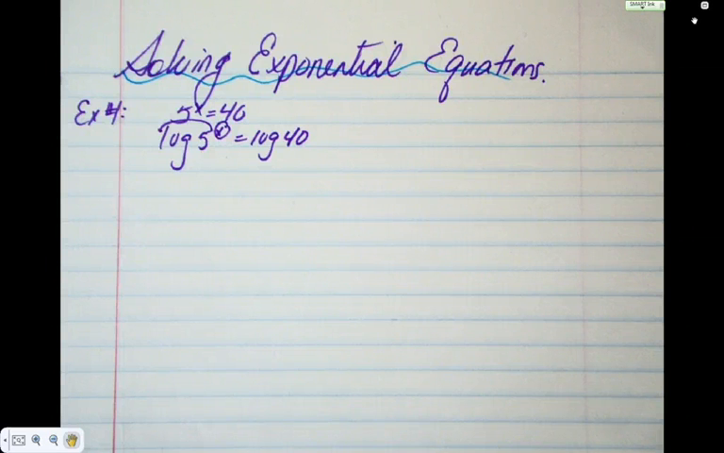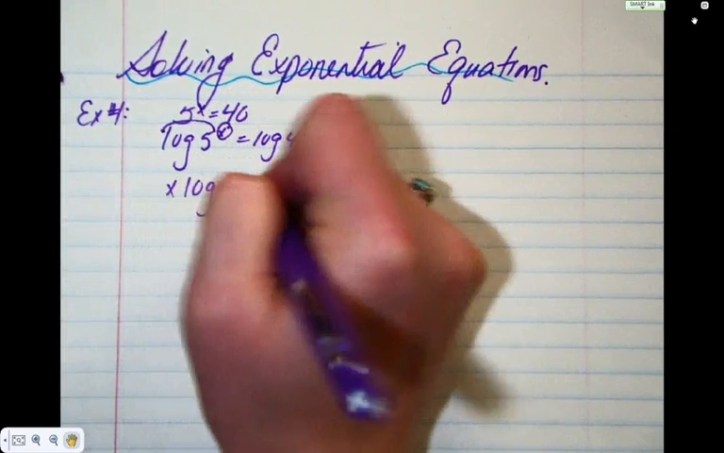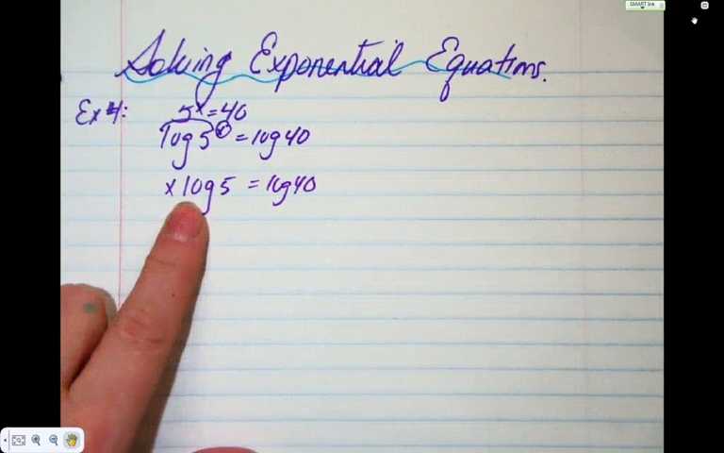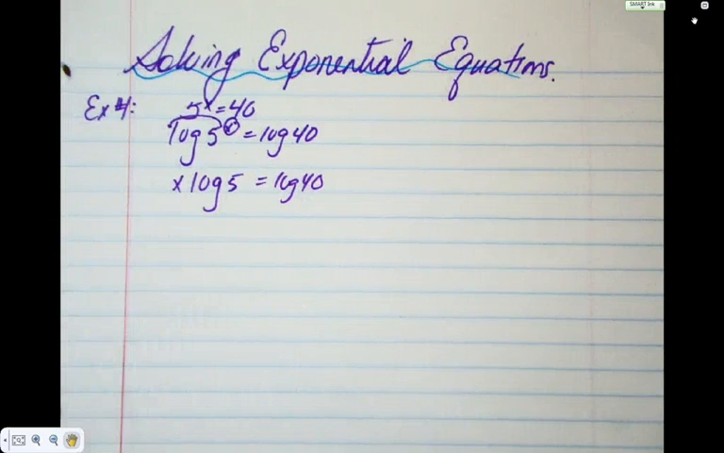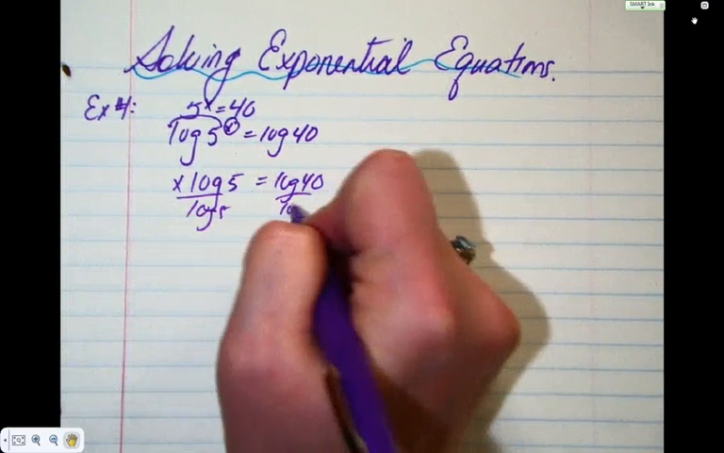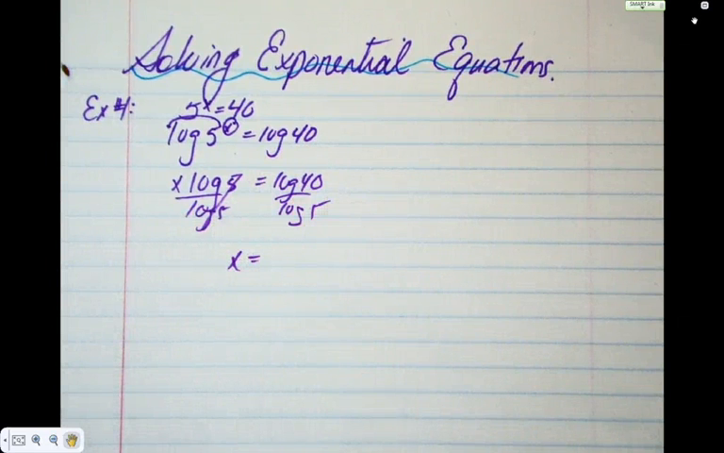Don't copy yet. Just watch. Okay? So I get x times log 5 equals log 40. That's a multiplication. So how do I get rid of a multiplication by log 5? I divide by log 5. Can I cancel the logs? No, it'd be like canceling signs. It doesn't work that way.